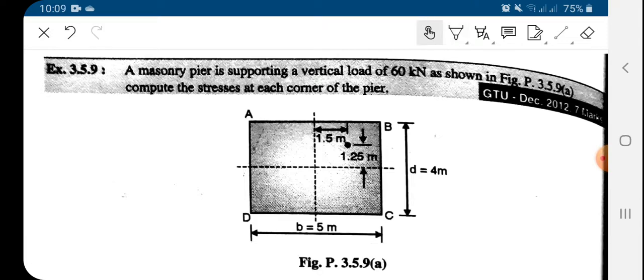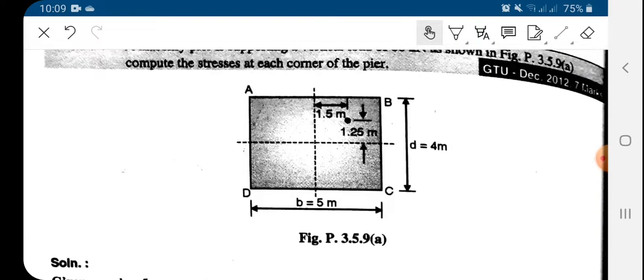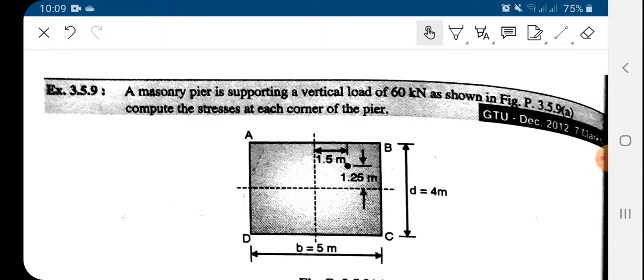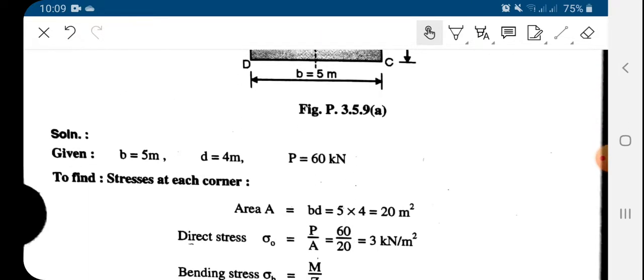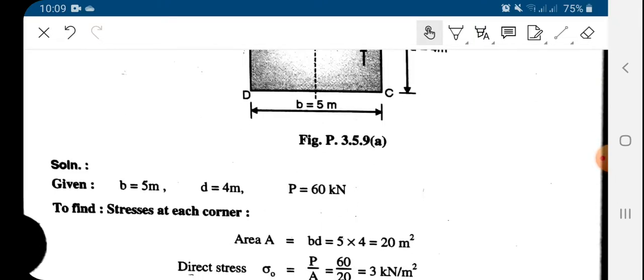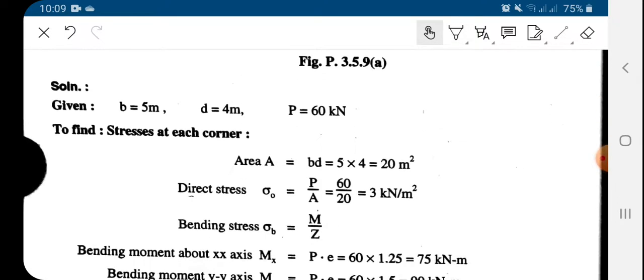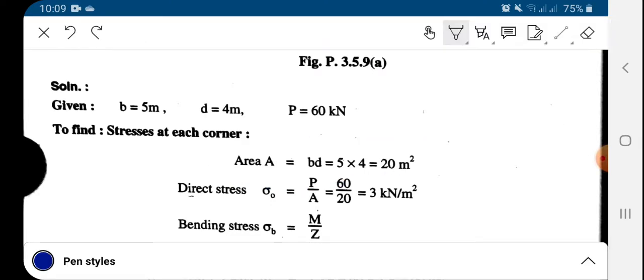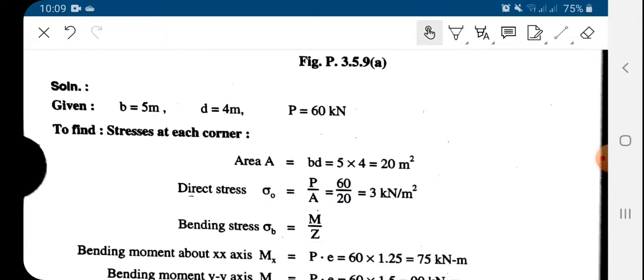Okay, so here the cross section dimensions of the column are given, B equal to 5 meter and D equal to 4 meter, and the load is given to us, that is 60 kilonewton. So first we will compute the area. The area will be B cross D, so it is 20 meter square. Next, from area and load we can easily compute the direct stress, that is load upon area. So load is 60 kilonewton and area is 20 meter square, so it comes to 3 kilonewton per meter square.